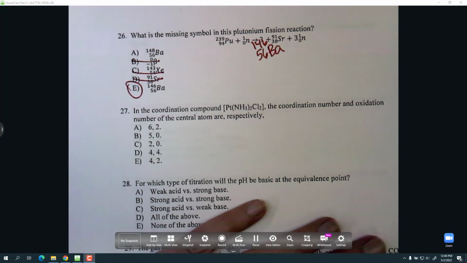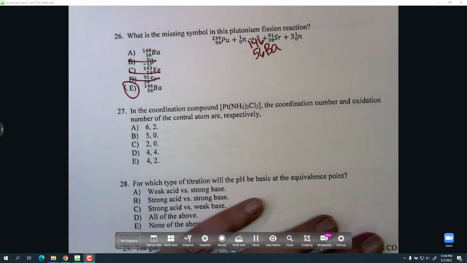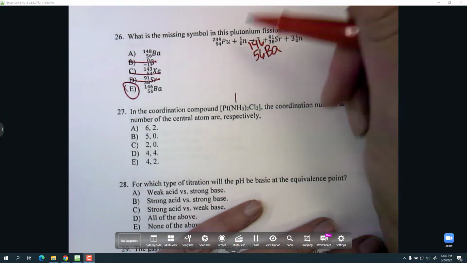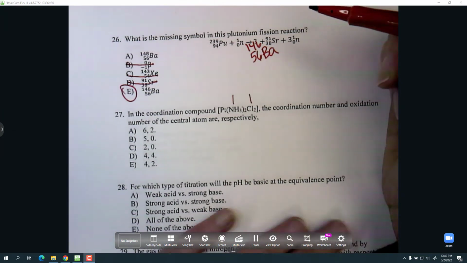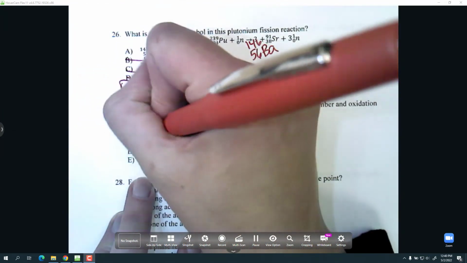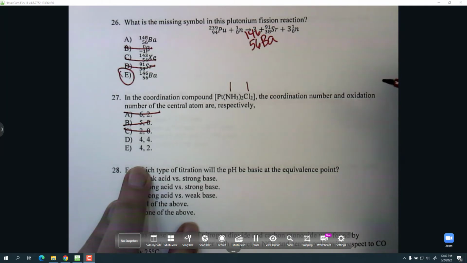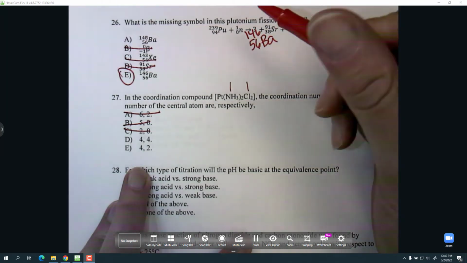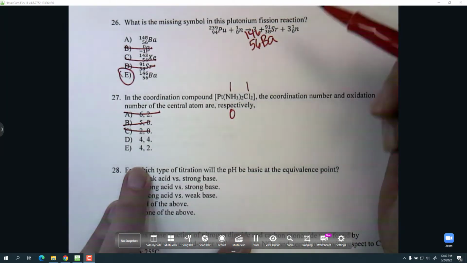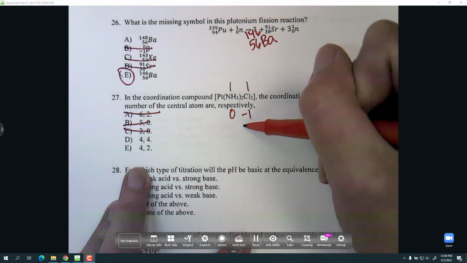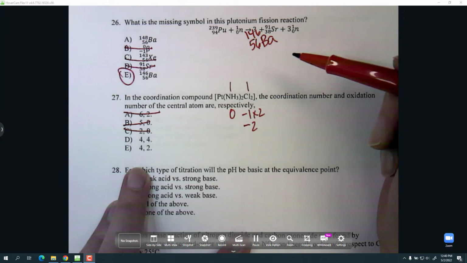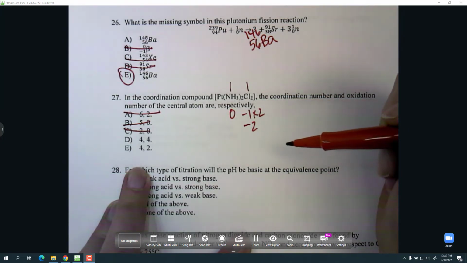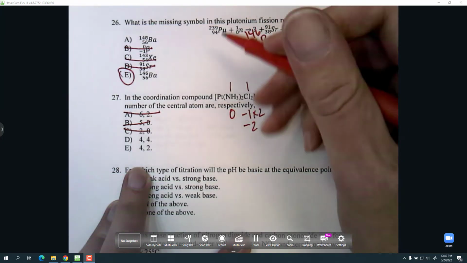All right, coordination compound, coordination number and oxidation number again. So this time I have 2 amines and 2 chlorines, so that's only 4 attachments, so the coordination number is 4. Ammonia is a neutral ligand, chlorine is a -1, so that's a total of -2. The whole thing looks to be neutral this time. Normally they're an ion, but this time it's neutral. So I need the platinum to be +2.